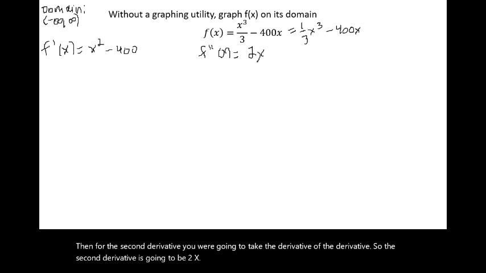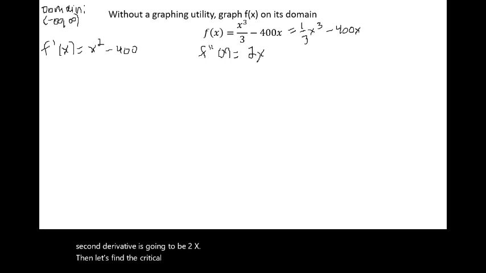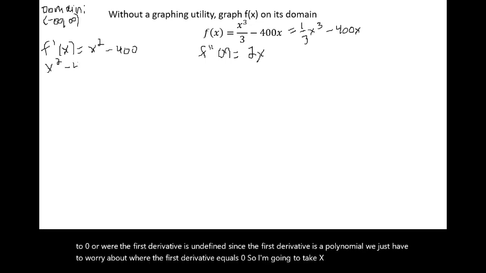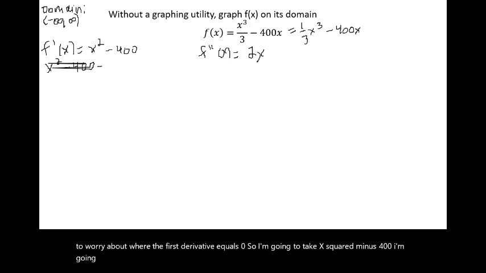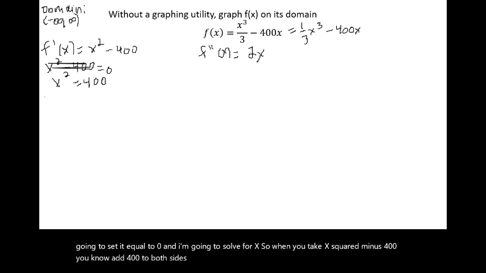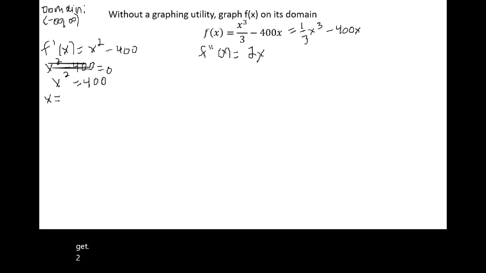Then let's find the critical points. The critical points occur where either the first derivative is equal to 0 or where the first derivative is undefined. Since the first derivative is a polynomial, we just have to worry about where the first derivative equals 0. So I'm going to take x squared minus 400, set it equal to 0, and solve for x. When you take x squared minus 400, add 400 to both sides, and take the square root of both sides, you get two critical points: x equals 20 and x equals negative 20.